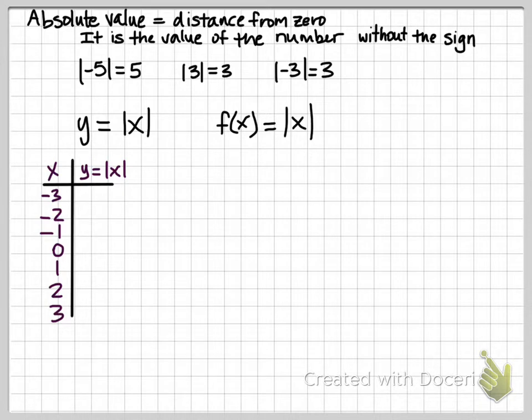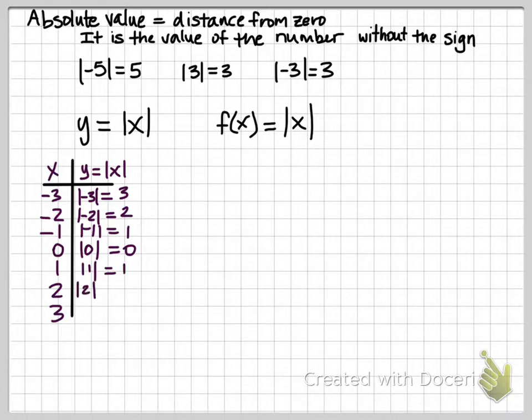If we plug those in, then over here we're going to have absolute value of -3, so that's just a positive 3. We're going to have absolute value of -2, that's just a positive 2. Absolute value of -1 is just a 1. Absolute value of 0, 0 has no sign, so it's just going to stay the same, so that's just going to be 0. Absolute value of +1 equals +1. Absolute value of +2 equals 2. Absolute value of +3 equals 3.